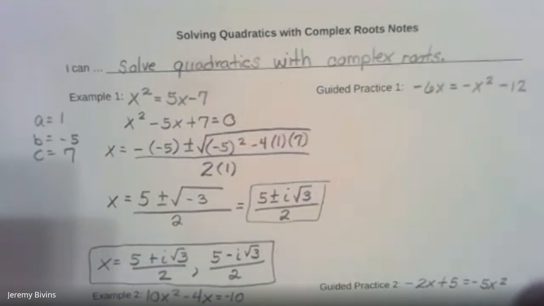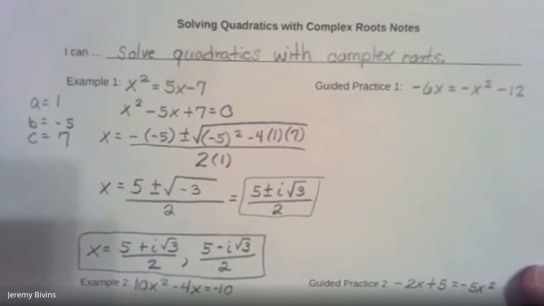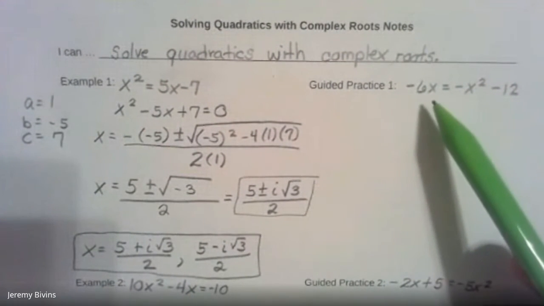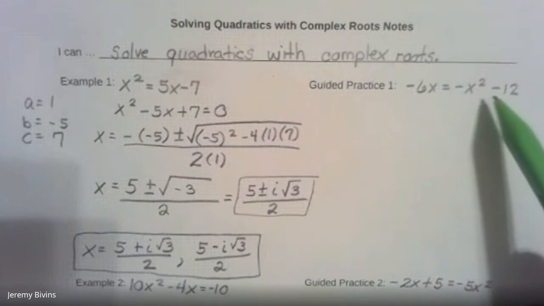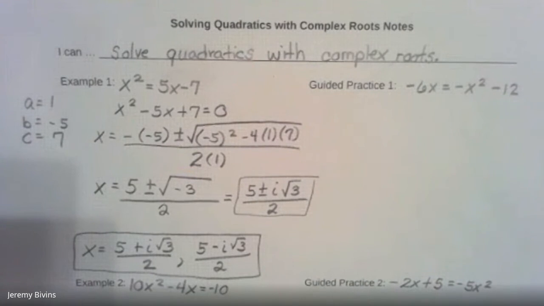All right, your guided practice is over here to the side. It says negative 6x equals negative x squared minus 12. Now, you can pause the video and practice this and then come back. I'll come back with the answer for this portion, and I'll do that right now. So if you want to pause, this is your chance.